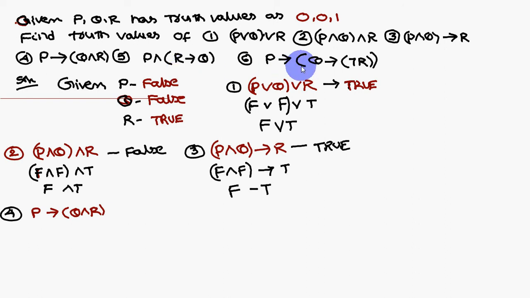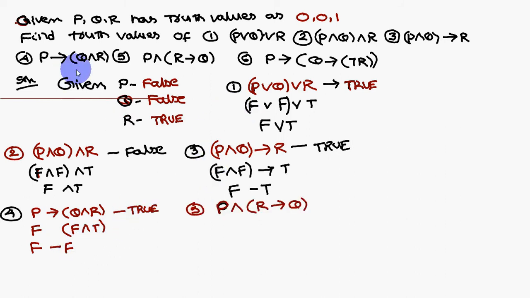Next, P conditional Q and R. Q and R: Q is false, R is true. Both should be true, then only it is true. Therefore it is false here. Here P is false. In the conditional, what we have discussed, TF gives false, and in the remaining cases it is true. Therefore it is true. Next, P and R conditional Q.